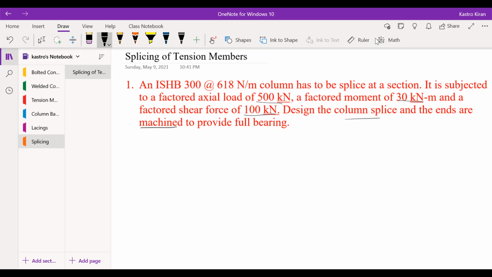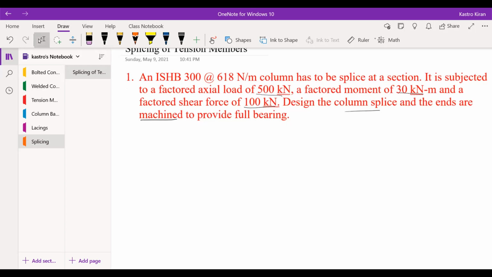Now here in the problem, if you clearly check, three parameters are given. The first one is the load. We were talking about the types of column splices. One is based on the axial load, the second one is based on the bending moment, and the third one is based on the shear force. So in this problem, you have to design for all these three cases. That means the column ISHB 300 is experiencing all these three forces. Let's look at how to solve this kind of problem when the shear force, the axial load, and bending moment are given in the question.